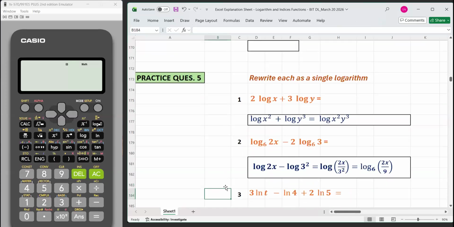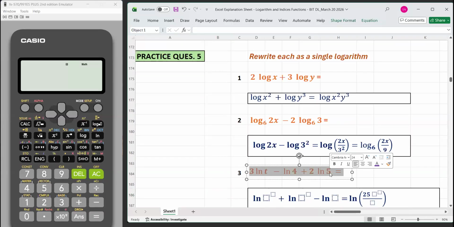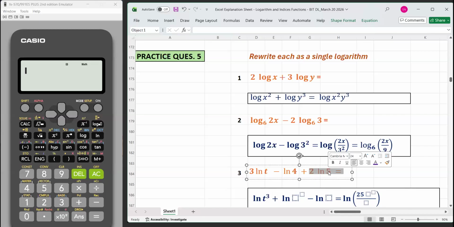Okay, let's take one more and then we will change the whole thing to a past question. Now, look at 3 natural log of t minus natural log of 4 plus 2 natural log of 5. Let's look at the first one, 3 natural log of t. Power rule, what would that give us? t raised to the power 3, isn't it? And then this one, 2 natural log of 5, what would that change to? 5 raised to the power 2.